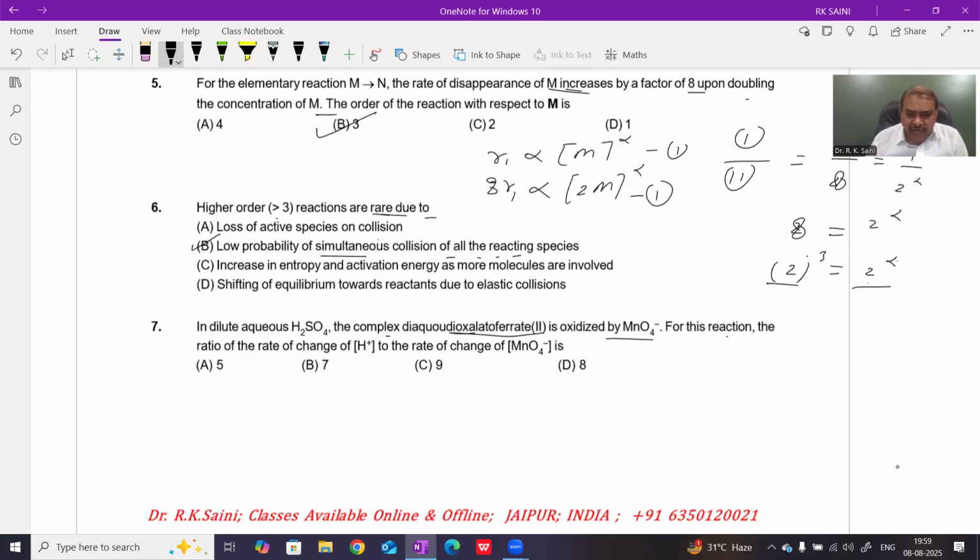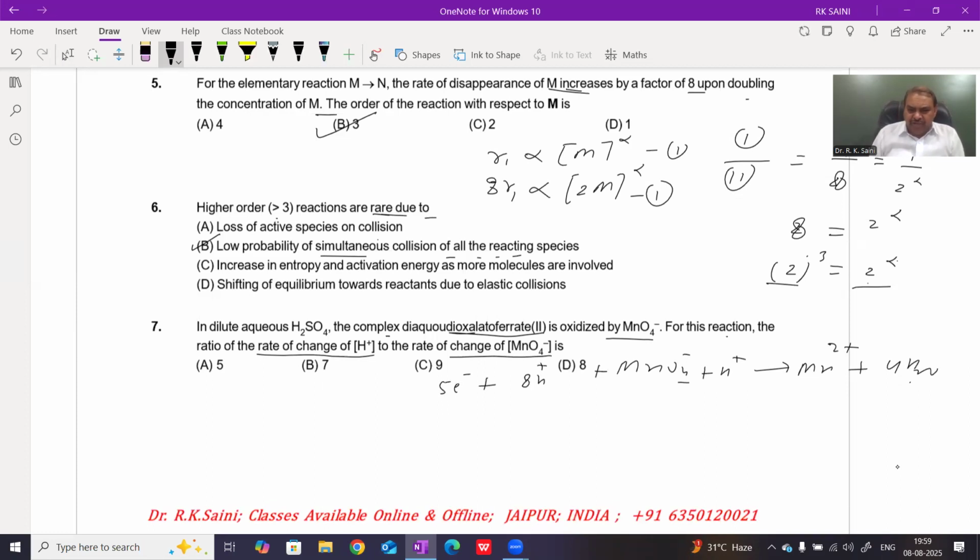In dilute solution H2SO4, the iron(II) complex is oxidized by MnO4 minus. For this reaction, find the rate of change of H plus ion relative to the rate of change of permanganate ion. First, we write the balanced reaction of permanganate ion in acidic medium. In acidic medium, permanganate ion changes into Mn plus 2. For balancing the oxygen, we add water molecules. For balancing the hydrogen, we add H plus ions.